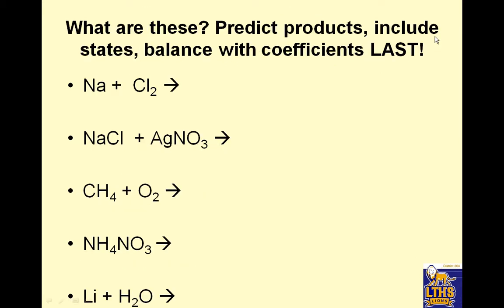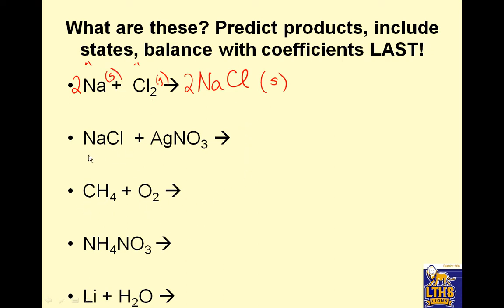Okay, so what are these? Predict products, include states, balanced with coefficients. Na plus Cl. Two elements, combination, cancel charge. Na is a plus 1, Cl is a minus 1, NaCl. Done with that. Coefficients. Done with that. States. Ionic compounds are solid if they're in combination. Chlorine's one of our diatomic gases. Sodium's a metal. All right, a couple more.